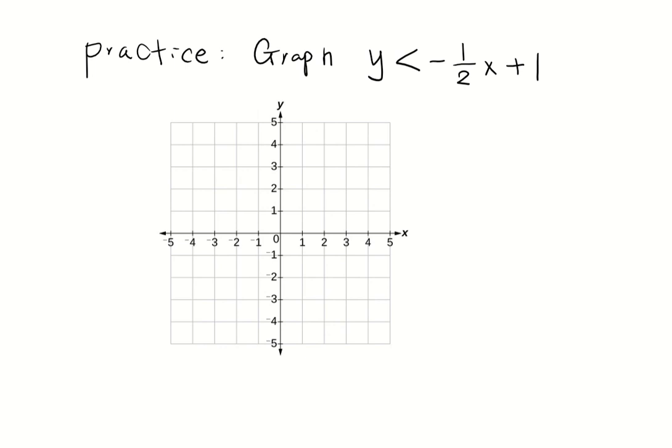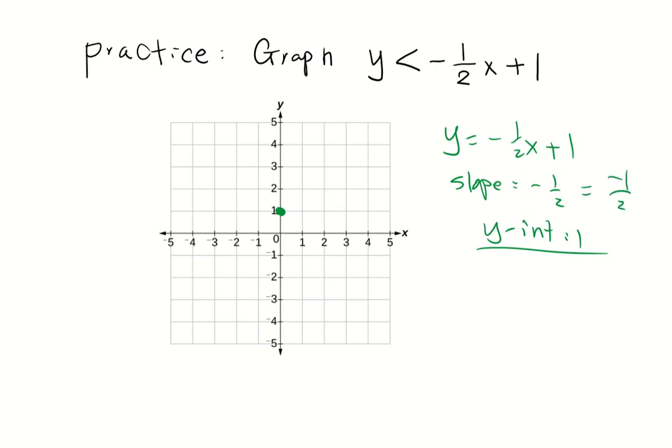Okay, here's the answer. To graph this inequality, first we'll graph the line y equals negative 1 half x plus 1, with slope of negative 1 half and y-intercept 1. So we'll start from the y-intercept, which is at 1. Use the slope negative 1 over 2. That means the point will go down by 1 and over by 2. You find your second point.